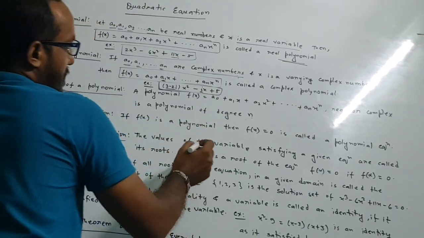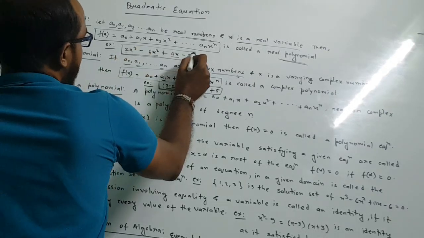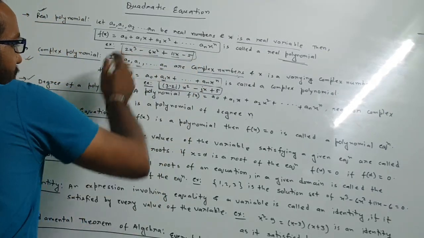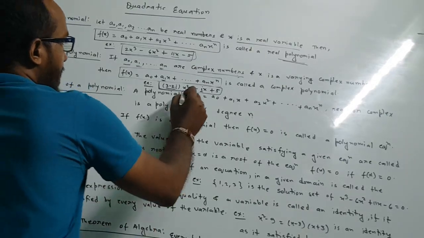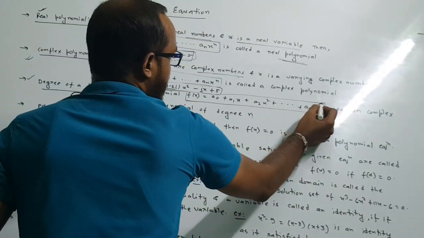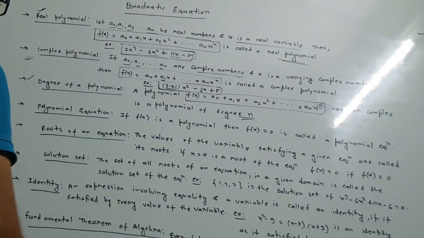Degree of a polynomial: the highest power is known as the degree. Let us say in this equation, what is the degree? The highest power of x. So what is the highest power? 3. So the degree would be 3. If we have a polynomial something like this, then our highest power is n, so our degree would be n. The highest power of x is known as the degree of the polynomial.